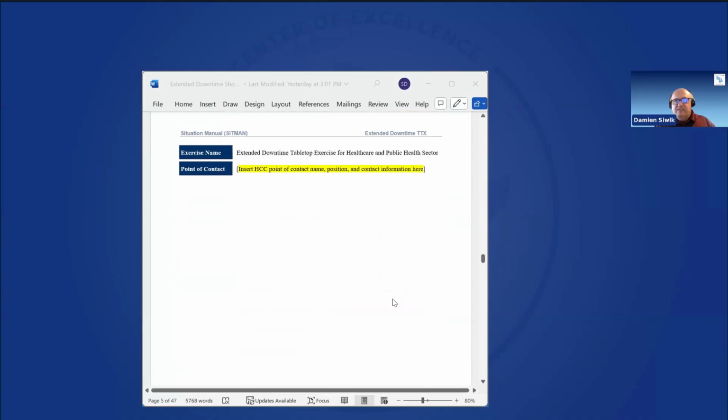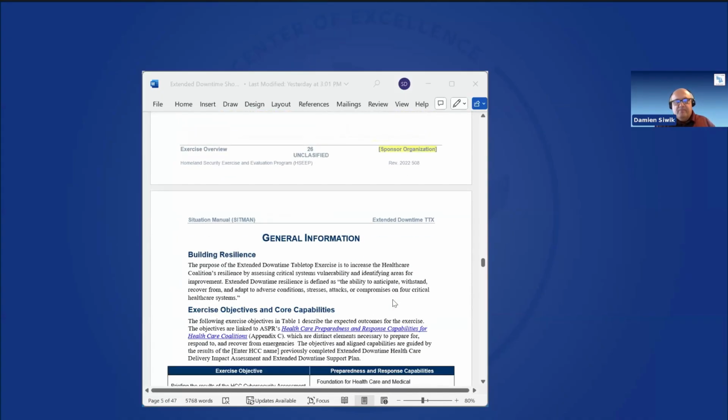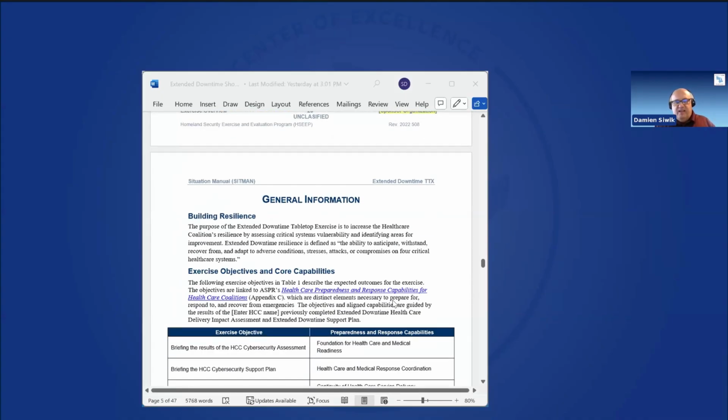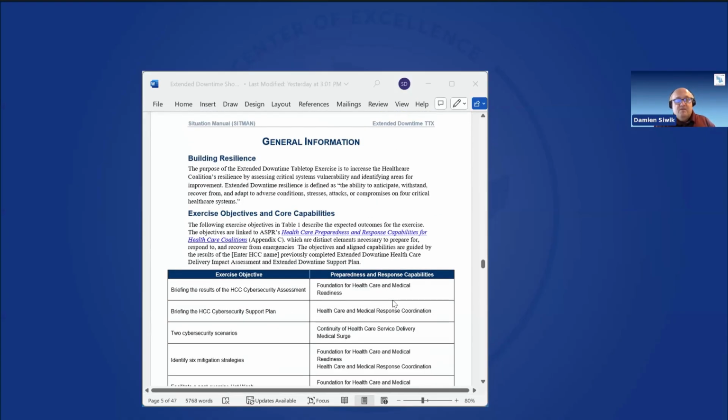And then, of course, the rest of the situation manual, general information. We did add in an additional paragraph, building resilience, which quite literally we stole out of cybersecurity, with the idea that that's the real goal behind extended downtime, is to plan and prepare and to build that resiliency within your organizations so they can respond to some sort of extended downtime activity.